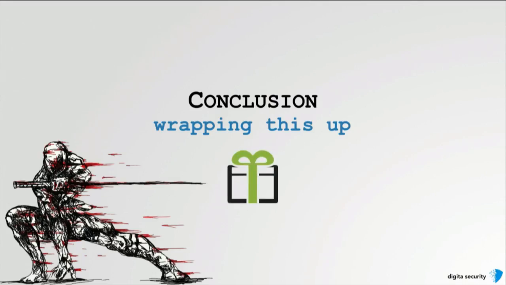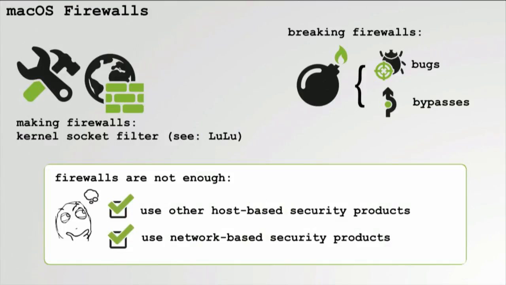Okay, so let's start wrapping this all up. Today we talked about building a firewall for macOS. We saw that using a socket filter kernel extension, it's really not that complicated. As I mentioned, the source code for Lulu is on GitHub, so if you're interested in more of the details and specifics, I would recommend checking that out. We then talked about breaking firewalls. We showed that a lot of them actually have significant security flaws, which are very problematic because the firewalls often run with root privileges or even in the kernel. And then we also showed that the unfortunate reality is these products are all trivial to generically bypass.